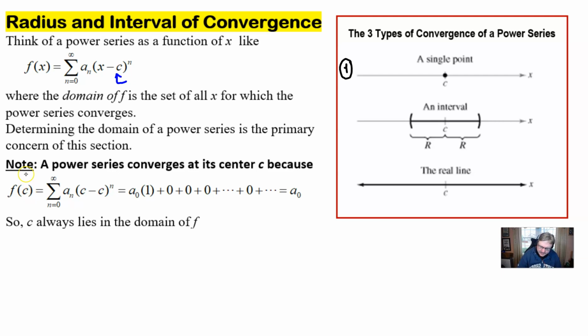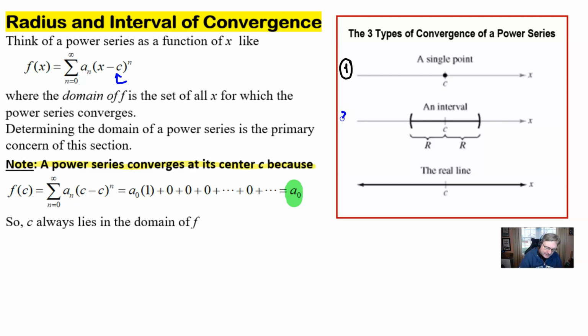And so that couples with this idea here that a power series will always converge at its center c. The reason why is that if you replace the x with c, the only thing you're going to have defined is this constant. And therefore, the function at c is going to equal the power series evaluated at c. They would both be a sub 0, I suppose, in this case. Well, that's not the most interesting power series for sure.